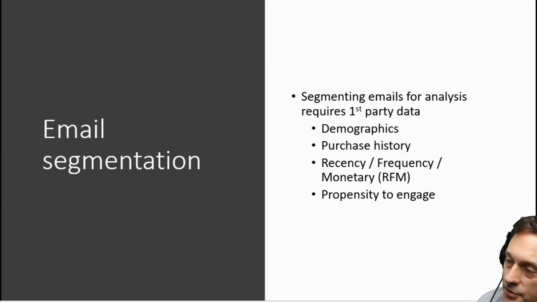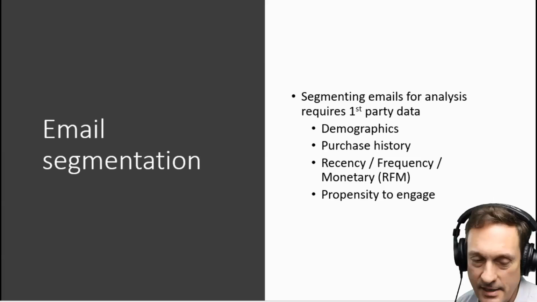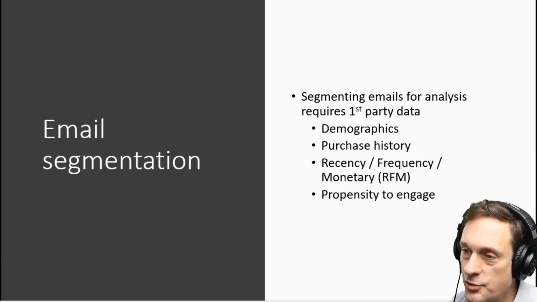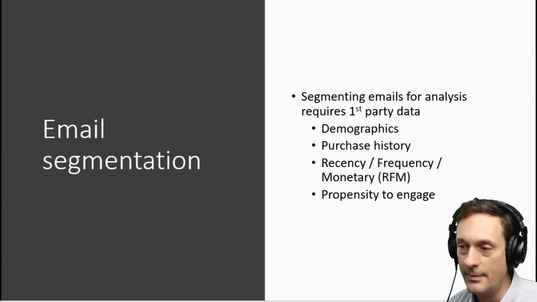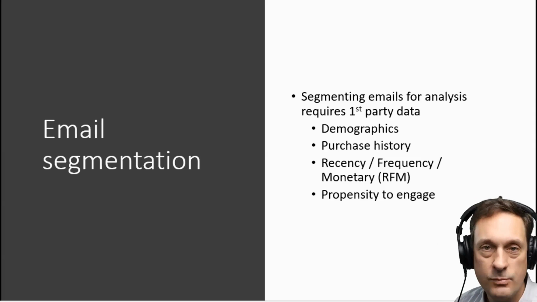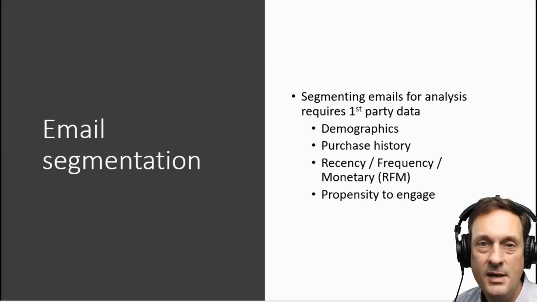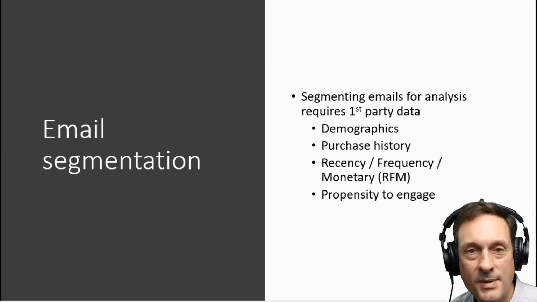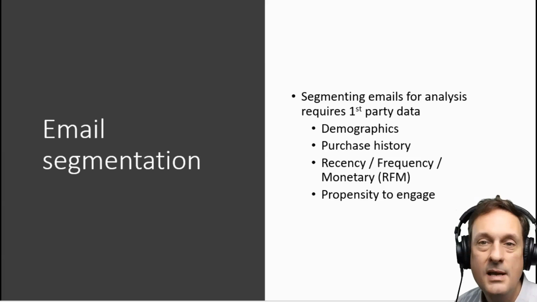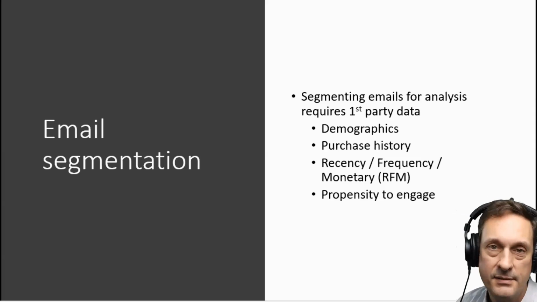Now, there's two other things here, and I'll talk about RFM in a minute. It's linked to this, but I'll talk about propensity to engage. This is an email trick I learned from eBay. When they did their email marketing, they would divide up their email segments into people who were likely to click on emails, people who were unlikely to click on emails, and people who would never, ever click on emails. And then they would have different subject lines.